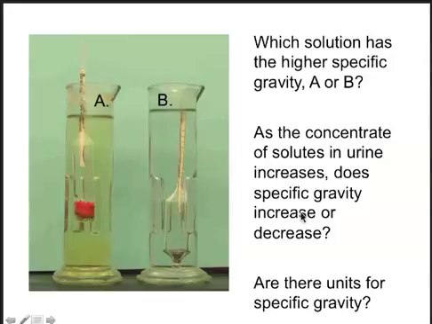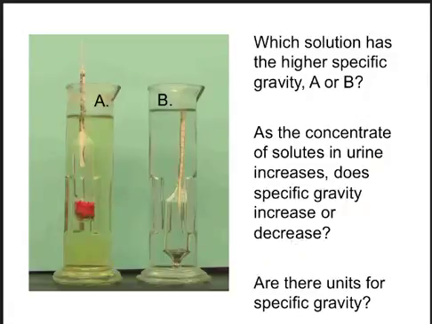Okay, next question here. Which solution has the higher specific gravity, A or B? And the answer is A. See how high the bobber's floating. Okay, as the solute concentration in urine increases, does the specific gravity increase or decrease? And the answer is that it increases. Makes the solution more dense. As a result, the bobber doesn't sink as much.